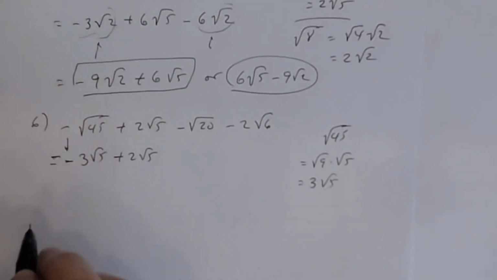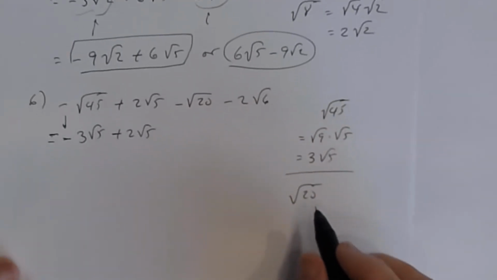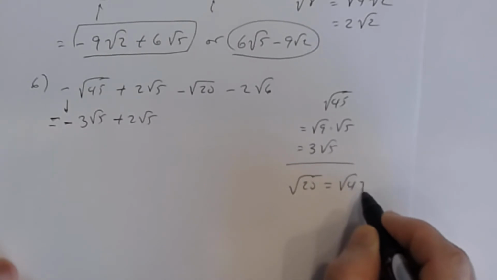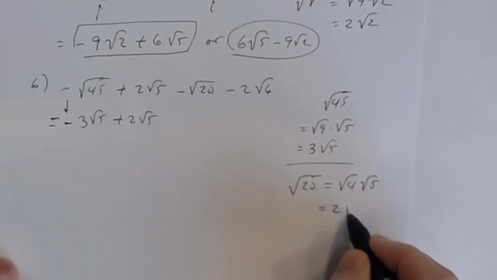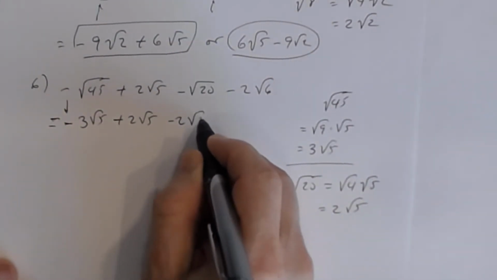Now let's talk about the minus square root of 20. So square root of 20. The largest perfect square that goes into 20 is 4. So it'll be the square root of 4 times the square root of 5. And the square root of 4 is 2, so that's 2 square root of 5. So that's going to go here. So minus 2 square root of 5.